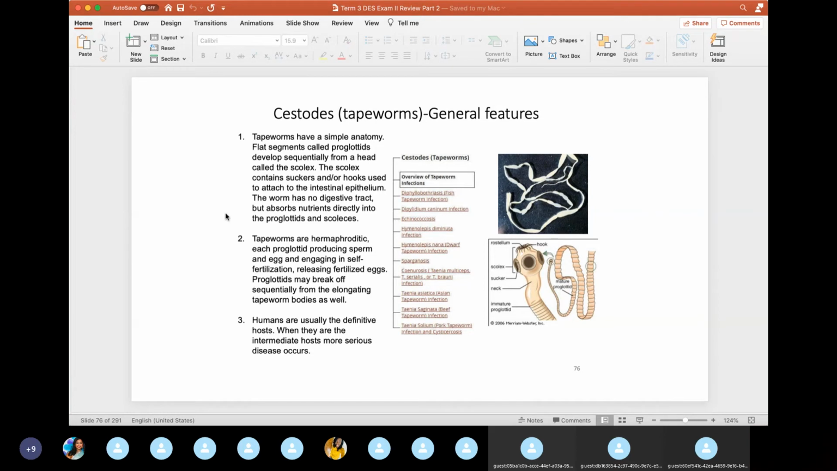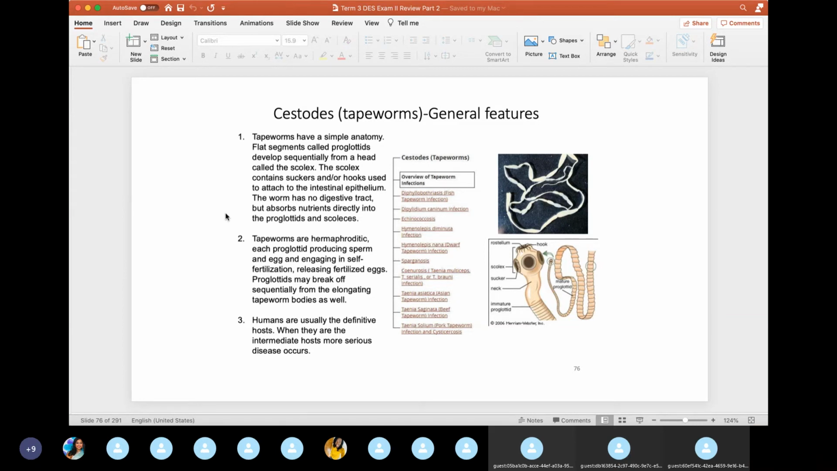What's the importance of the scolex? It contains suckers or hooks used to attach to the intestinal epithelium. Remember, the worm has no digestive tract. So if they don't have a digestive tract, how do they absorb nutrients? They absorb nutrients directly into the proglottids and into your scolexes, right?